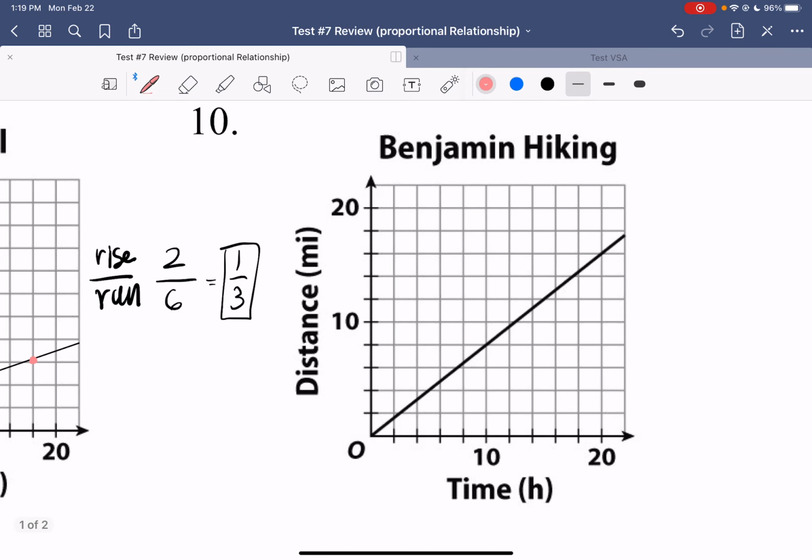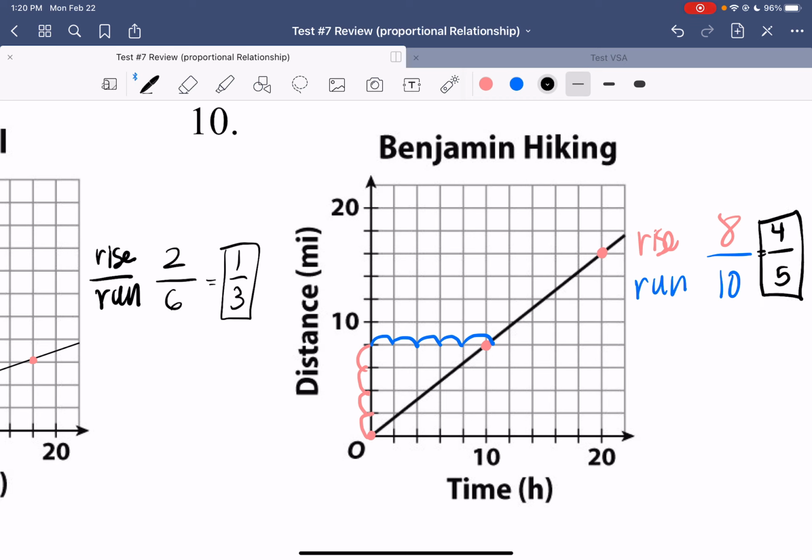Number 10, okay, again, proportional graphs always pass through the origin. So we're finding the next pretty point on the graph, and we see here that's where our next pretty point is. We only need 2, but if you found the other one, it would be there. For the rise, we still have that 2, 4, 6, 8, rise of 8, and a run of 2, 4, 6, 8, 10. So 8 over 10 can be simplified. 8 divided by 2 is 4, 10 divided by 2 is 5, and 4 over 5 cannot be simplified anymore, so that is your slope.